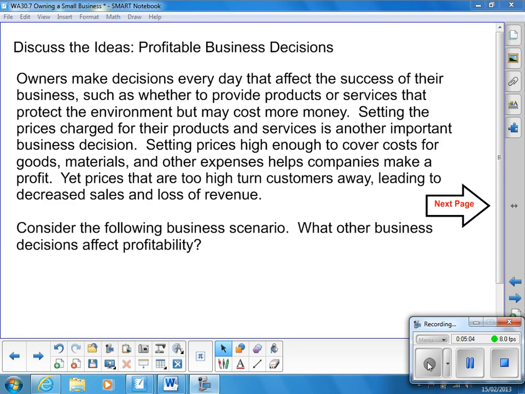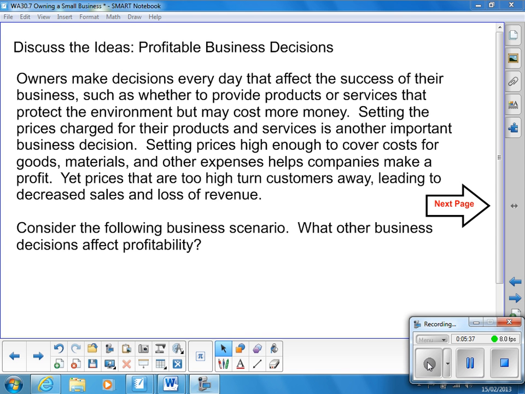Now, how do you decide if a business is profitable or how to make a business profitable? Owners make decisions every day that affect the success of their business, such as whether to provide products or services that protect the environment or may cost more money. Setting the prices charged for their products and services is another important business decision. Setting prices high enough to cover costs for goods and materials and other expenses helps companies make a profit. Yet prices that are too high turn customers away, leading to decreased sales and loss of revenue.